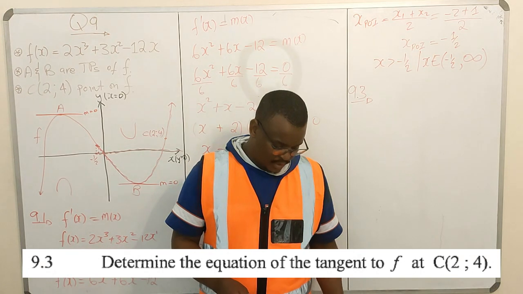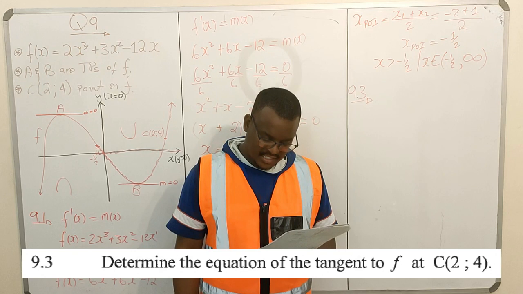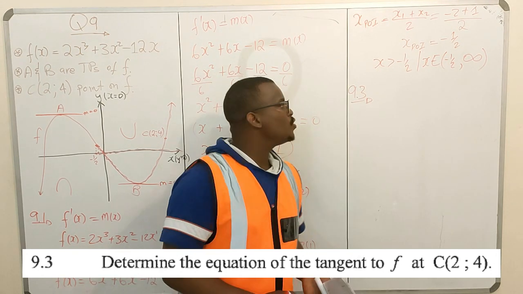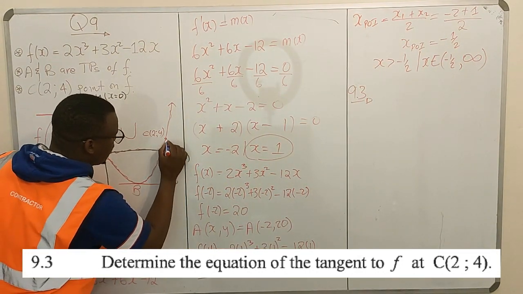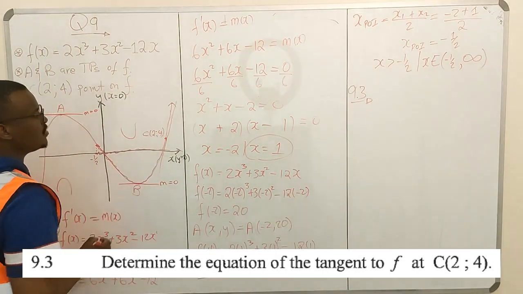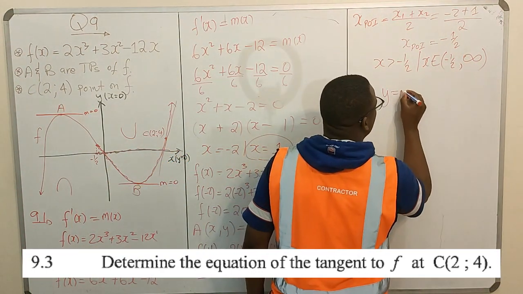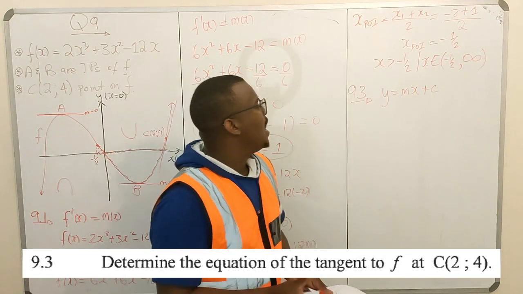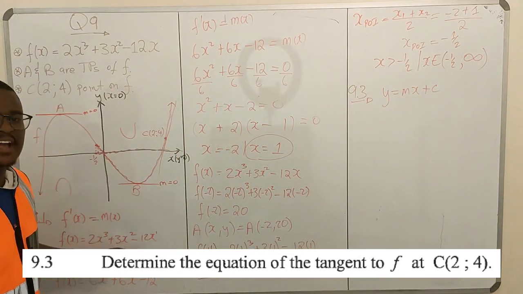Let's read 9.3. Determine the equation of the tangent to f at C. So they're saying, let's suppose that we have a tangent here at C, right? Here's our tangent. They want us to find the equation of a tangent. You know a tangent is a straight line, so we have the equation y equals mx plus c. What is m? m is the gradient of this line.